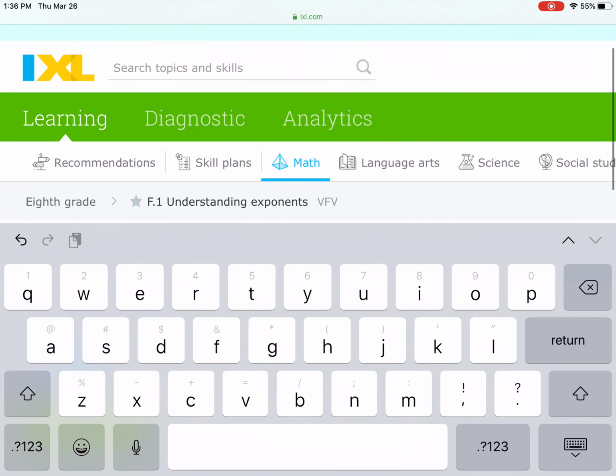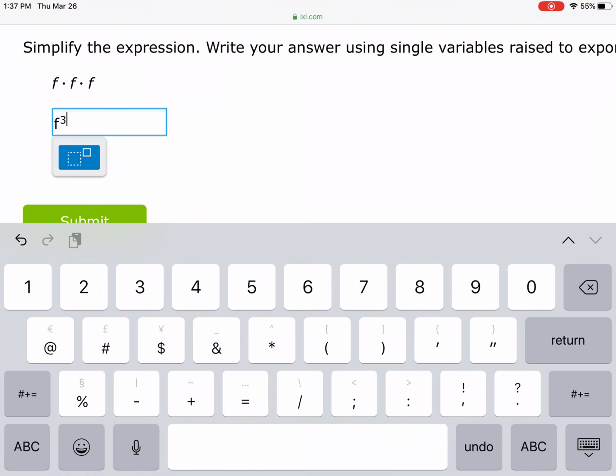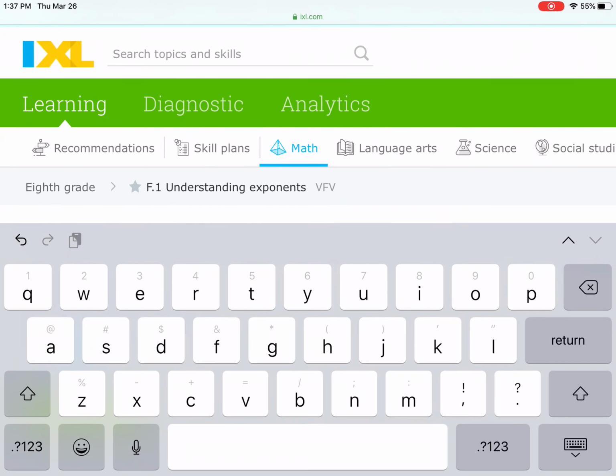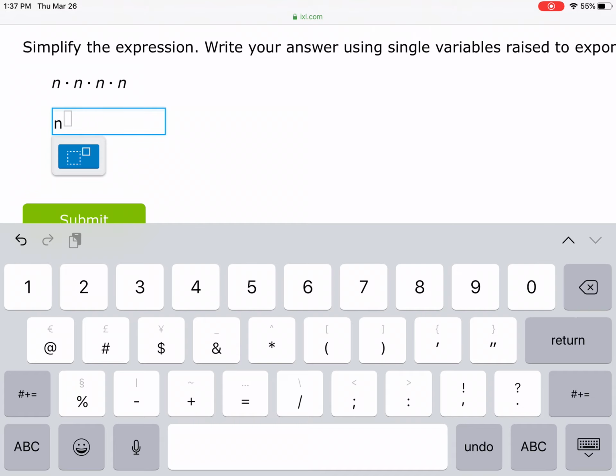Same thing here. You're going to hit F. There are 3 of those, so make sure you hit that box. Type in your submit. There is an N, and so there are 4 of those. So we're going to hit this box. Hit in 4.